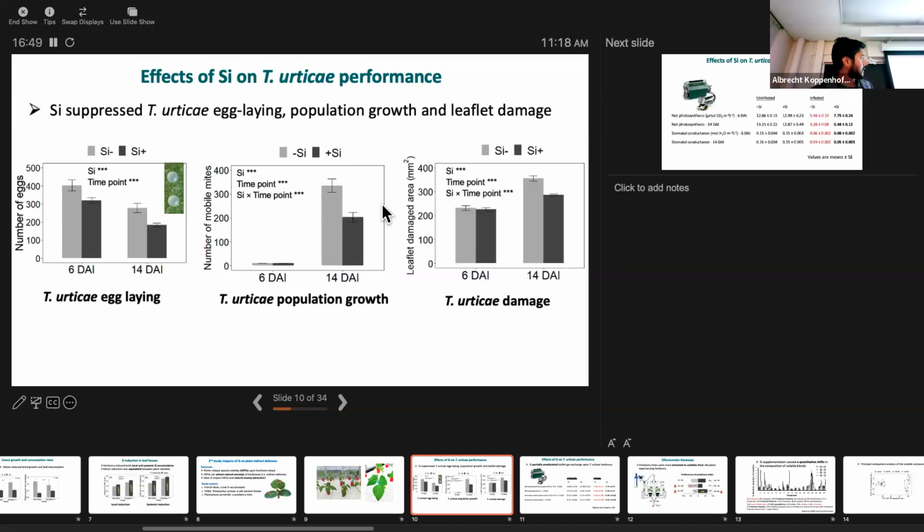We also found that the physical damage on French bean leaflets was lower when they were supplied with silicon. You can see that at 14 days after spider mite inoculation, the damage on leaflets was lower on silicon plants.